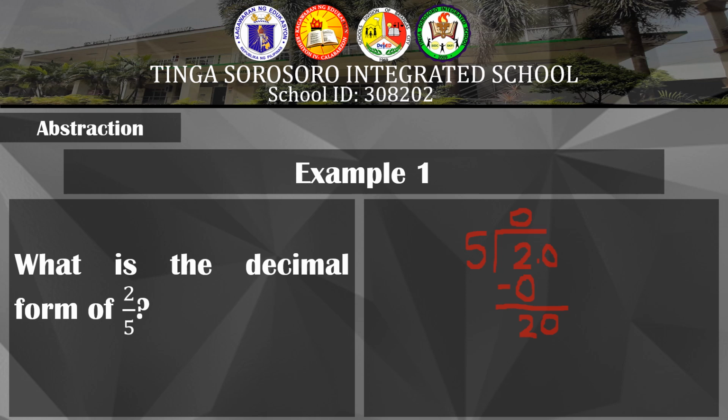Then, 20 divide 5. So, ilan daw 5 meron sa 20? So, 4. Ibig sabihin, maglalagay muna tayo ng point doon. And then, 4. Then, 4 times 5 is equal to 20. Therefore, 20 minus 20 is equal to 0. So, ang decimal form ng ating 2/5 is equal to 0.4.